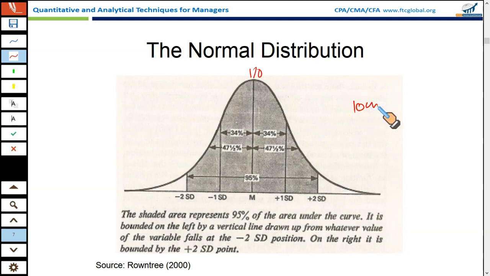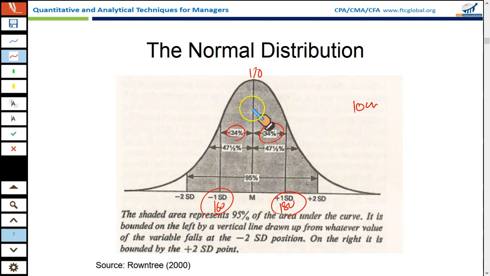It means that 68% of the data is within one standard deviation. Means 170 plus 10, 180, and 170 minus 10, 160. You know what it means? It means 68%, 34 plus 34%. 68% of the people's height would be between 160 centimeter and 180 centimeter.